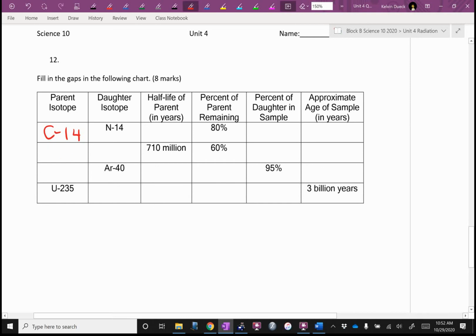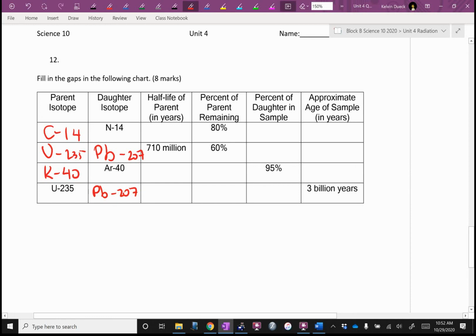Carbon-14. Which one has a half-life of 710 million years? Uranium-235. So U-235, and that goes with lead-20 something. 207. 207. Argon-40 goes with potassium-40, and 235, we did twice, goes with lead-207.